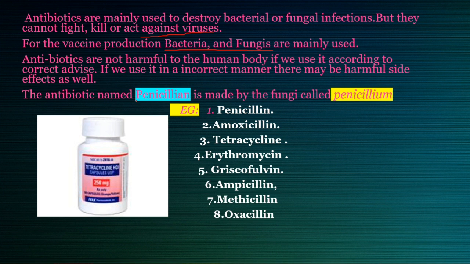The antibiotic penicillin is made by the fungus called Penicillium. We know that it is a common antibiotic for all. This is penicillin, and this penicillin is made by a fungus called Penicillium. And there are many examples of antibiotics. I have written only 8. First one is penicillin, second amoxicillin, third tetracycline, fourth erythromycin, fifth griseofulvin, sixth ampicillin, seventh methicillin, and eighth oxacillin.